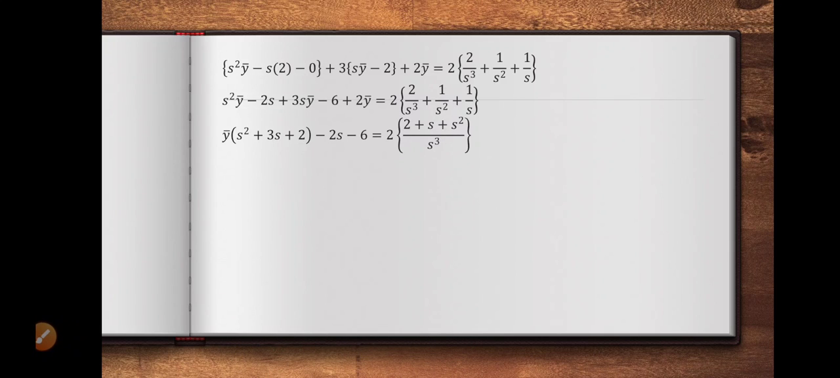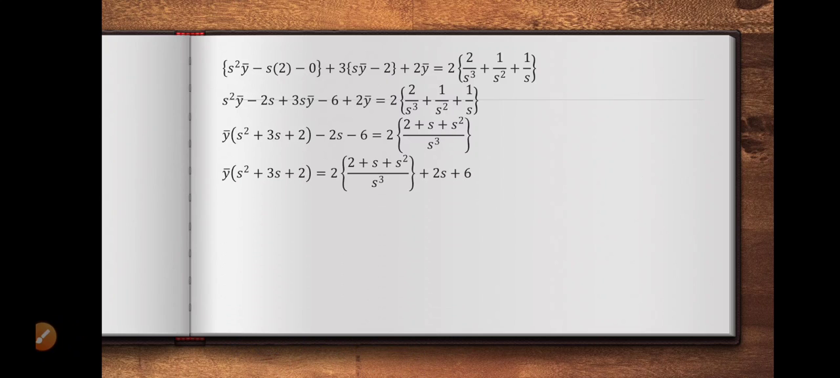y bar into bracket s square plus 3s plus 2 minus 2s minus 6 equal to, no change in the RHS terms, only the LCM is taken. So it gives us 2 plus s square upon s cube. Now shift the terms without y bar to the RHS. You will get this step.